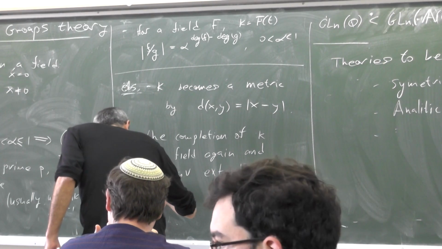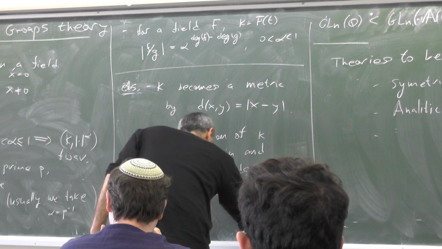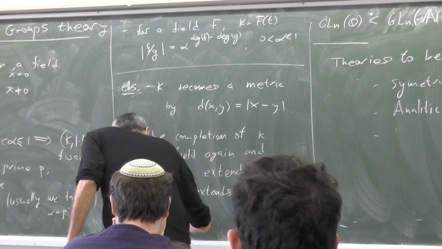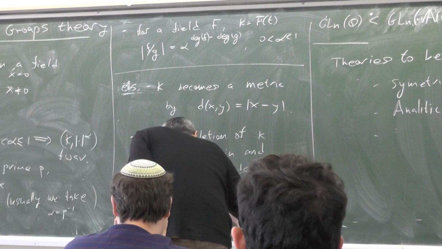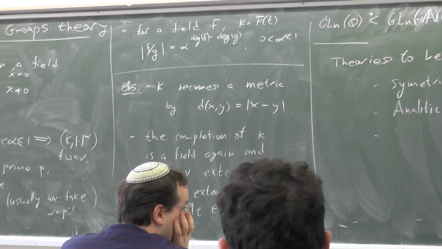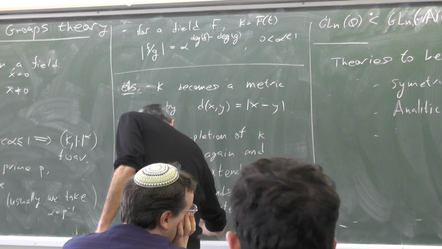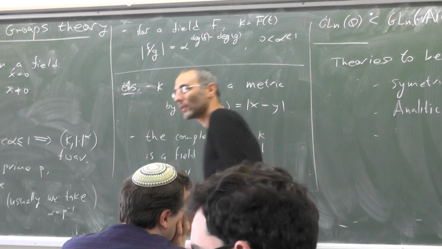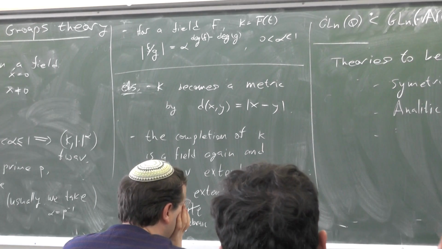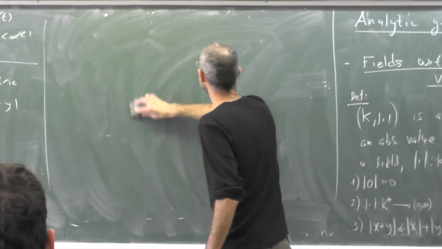Else, the absolute value extends uniquely to an absolute value on any finite field extension. Or actually, it follows for any algebraic extension as well. And so in particular, it extends to an algebraic closure.